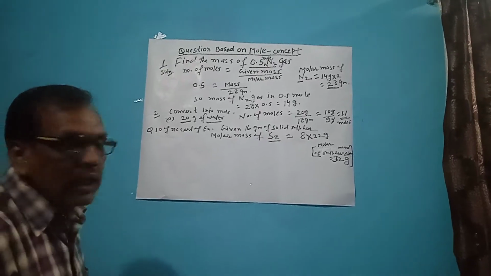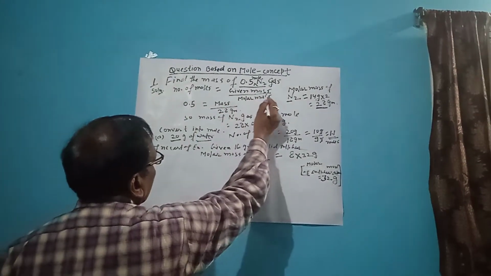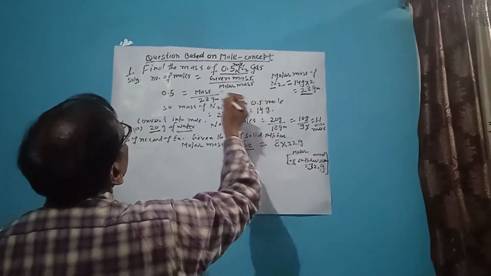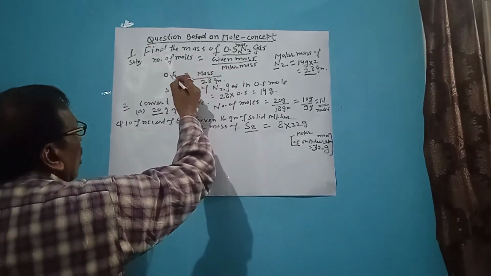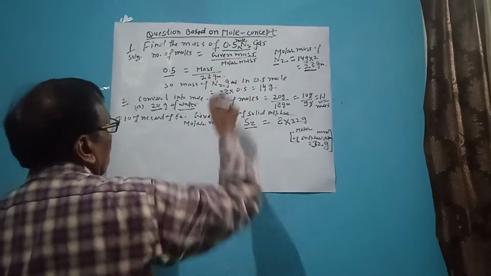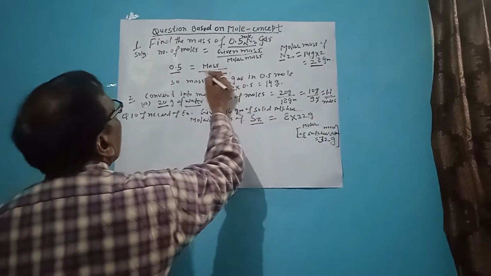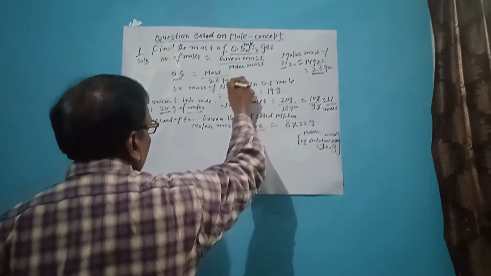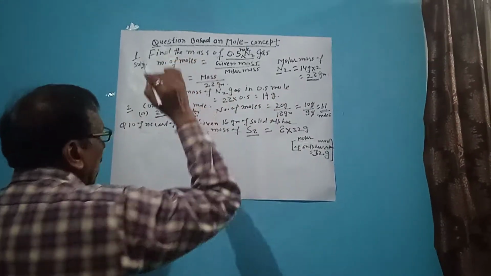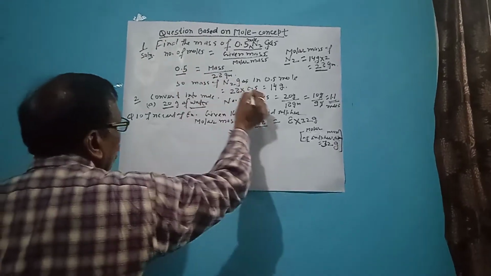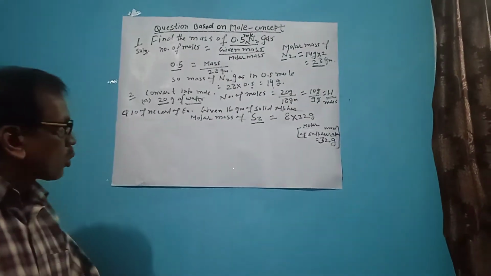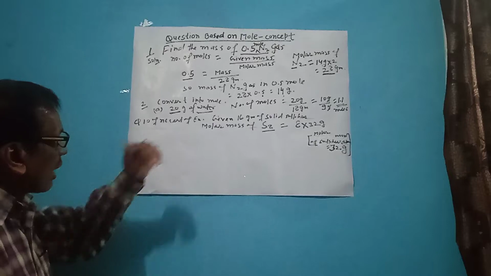Now from the formula, number of moles is equal to given mass by molar mass. Here the given mass is not given, and the number of moles is 0.5. So the mass that should be determined is the number of moles times 28, that is the molar mass of N2. The mass required for 0.5 mole of N2 gas is 28 into 0.5, that is equal to 14 gram. Another question is also given on the same basis.